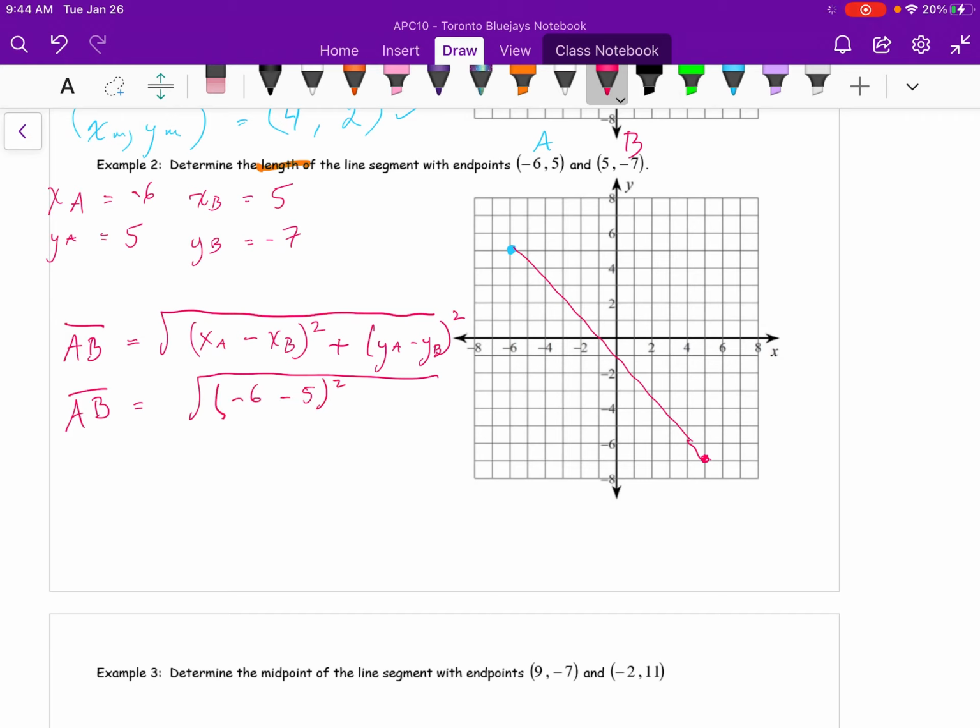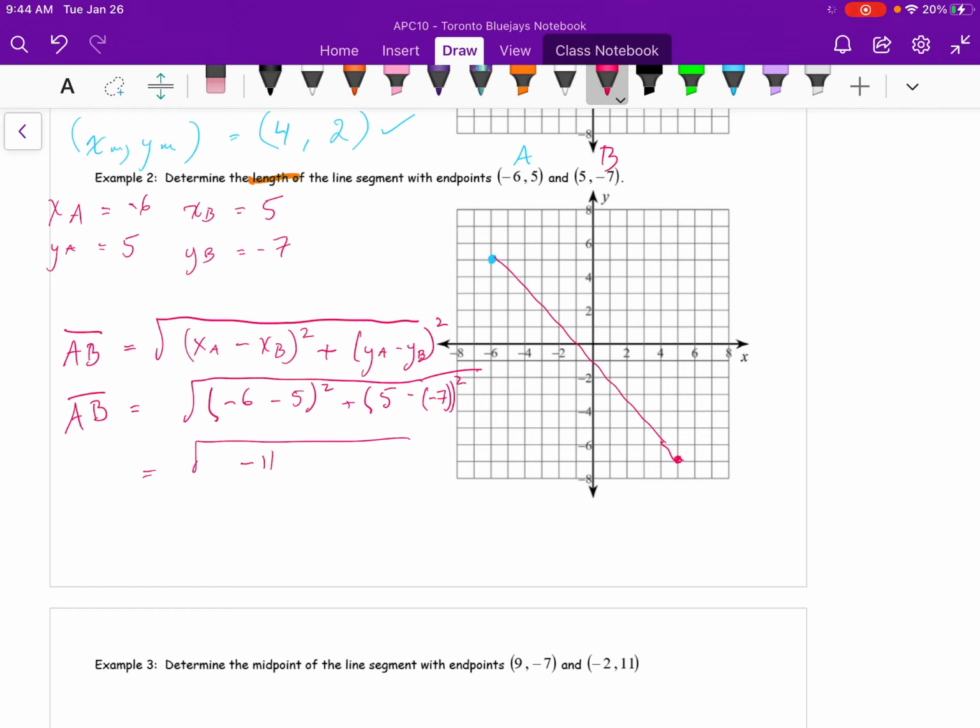I plug in my values. And then YA is 5 minus YB, well, is 5 minus negative 7. And I'm going to square that. I'm going to clean this up a bit. And what we get is negative 11 squared plus, now over here, 5 minus negative 7, that turns into a positive, so it's 12 squared.